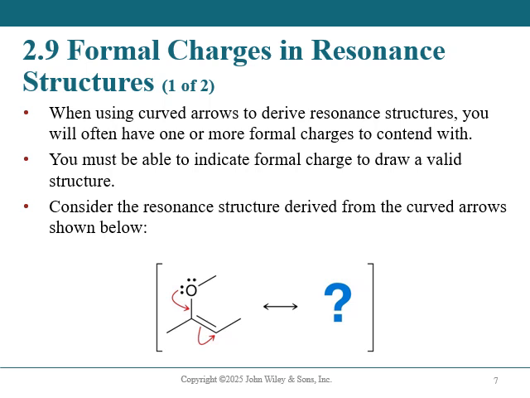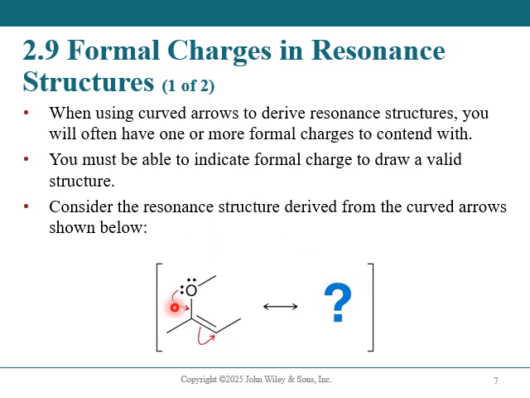Let's talk a little bit about formal charges when we talk about resonance structures. When using curved arrows to derive resonance structures, you will often have one or more formal charges to contend with. As you know, molecules like to be in a neutral configuration, neutral charges if possible, although in some cases you will have a charge separation, a plus and a minus. There's a few things to consider whenever you are in those specific scenarios.